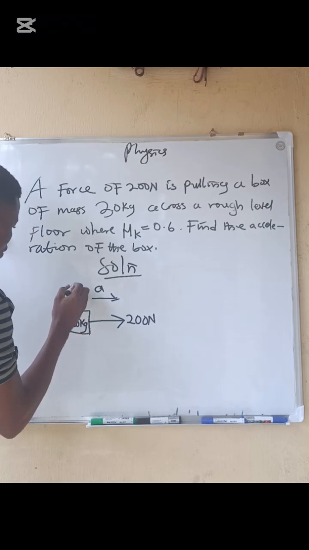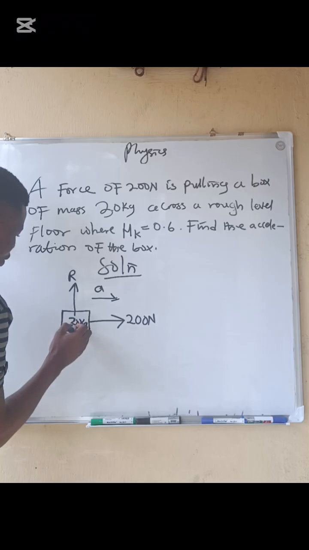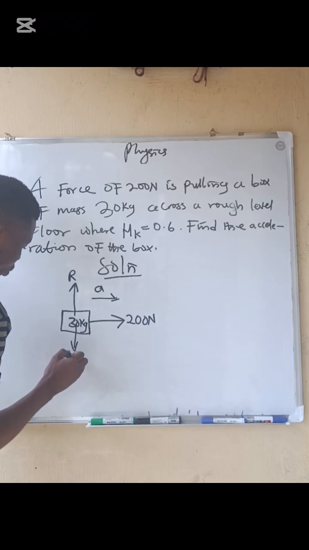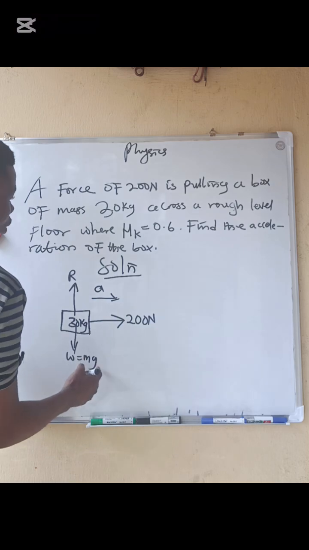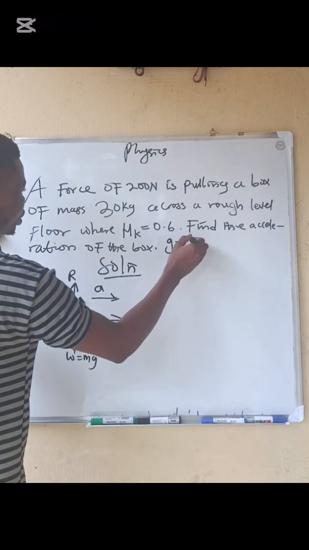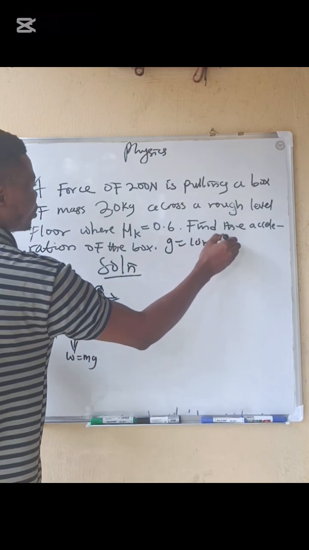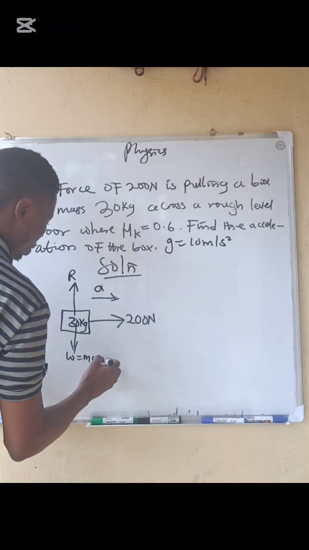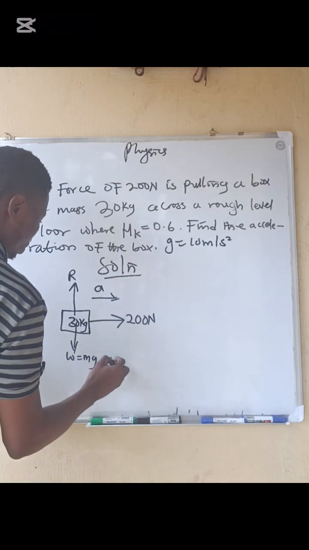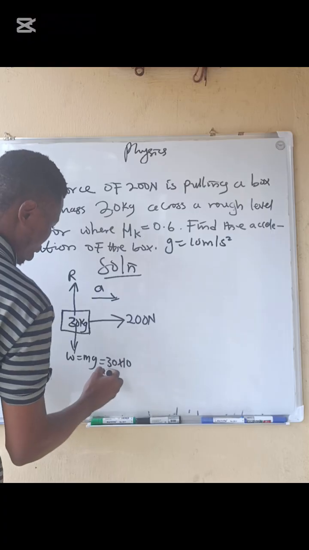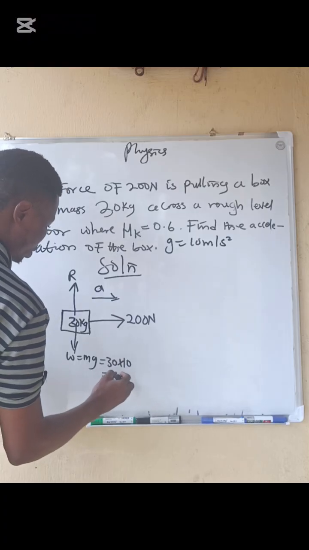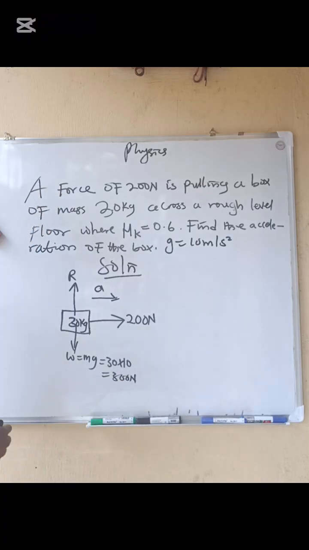Remember this is a 30 kg box. So the normal reaction is R. The weight of the box is coming down, W, which is M multiplied by G. For this question, I'm going to use G to be 10 meter per second square. So here my weight becomes 30 multiplied by 10, that will give us 300 Newton.